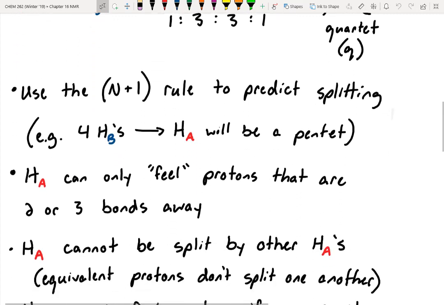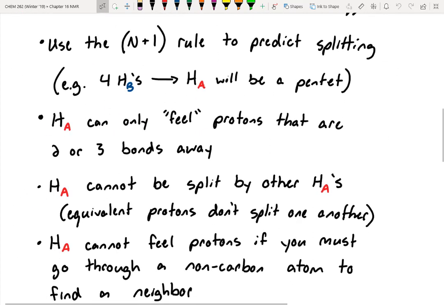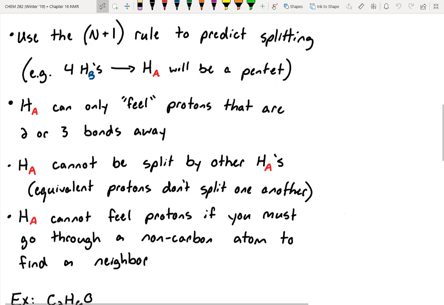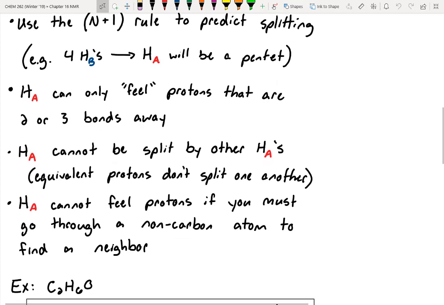And I told you some general guidelines for determining signal splitting, right? So use the n+1 rule. Pick one of the protons in your unique set and then ask yourself how many neighbors there are to that given proton. And then we said that you can only feel protons that are 2 or 3 bonds away. You don't count 4-bond neighbors. They're simply too far away. And then we said that HAs can't be split by other HAs, meaning equivalent protons can't split one another. And then HAs cannot find neighbors if you have to go through a non-carbon atom.